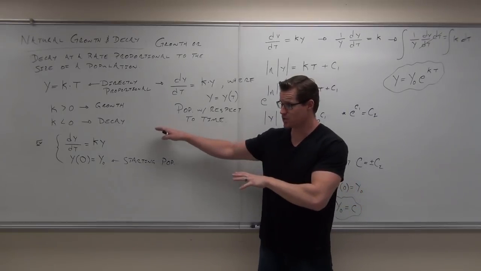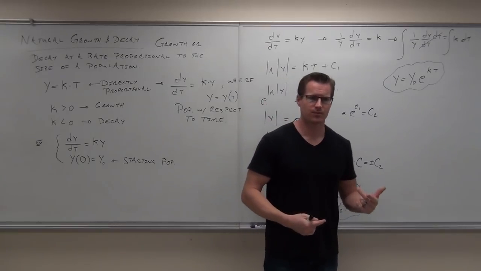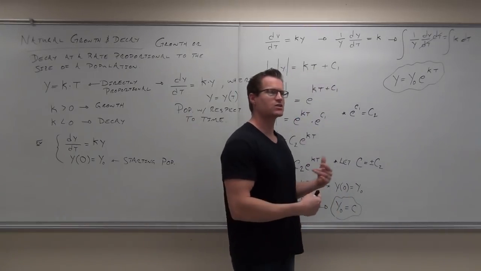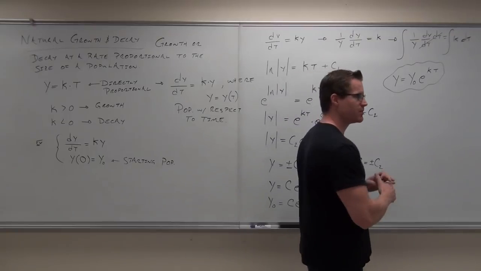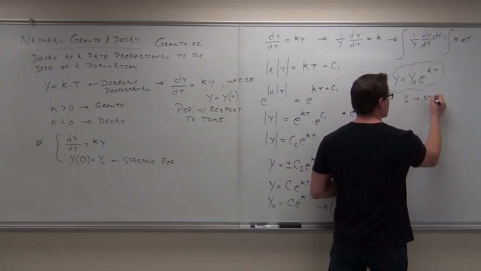So what's nice about doing it this way, what's nice about solving this once and for all, is that now we have a model for growth or decay based on your starting population. Please keep in mind that y sub 0 is your starting population.